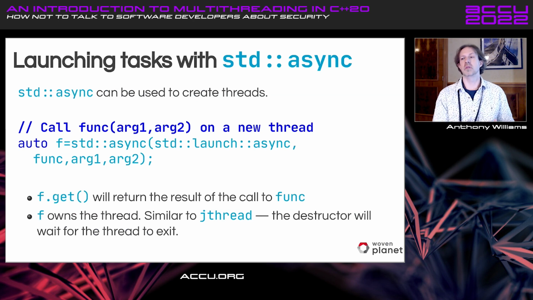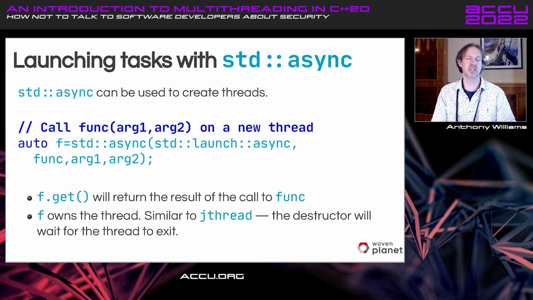Or we can call async. So if you don't want to use promise, you can use async, and this works like jthread. You pass it a callable and some arguments, and it copies them into a thread. You want to pass std::launch::async as the first parameter. If you don't specify that, it is up to the implementation whether or not it starts a thread for you. And as I already said, you probably don't want that.